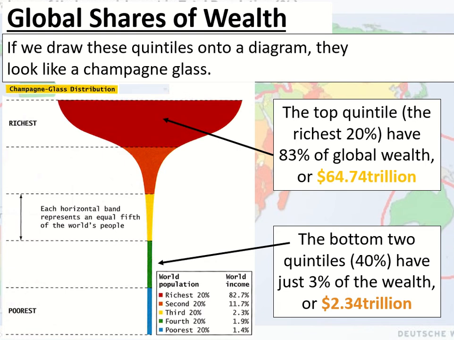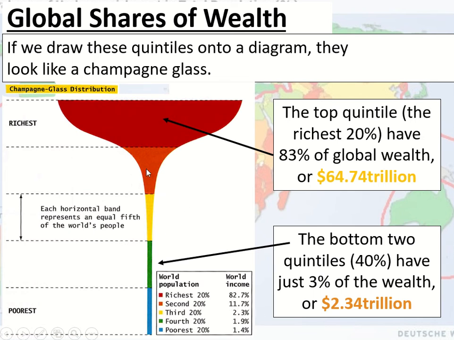This is what we call a champagne glass distribution, okay, for obvious reasons. It looks a bit like an old school champagne glass. Now this one shows population rather than 46 countries. And in terms of population, the top quintile, so the top fifth of the world's population, hold 83% of all global wealth. Okay, and in 2014 that was $64.74 trillion. So 83% of the entire global wealth was effectively held by just 1/5 of the world's population. The second band held 11.7%.